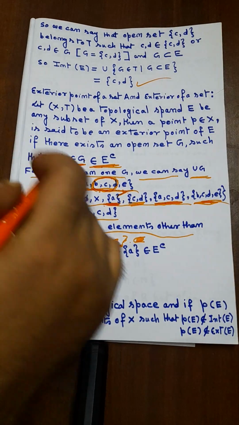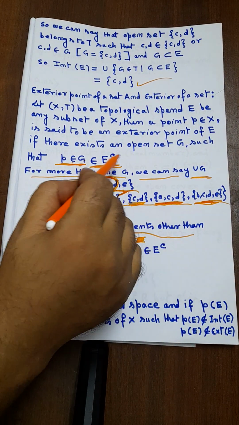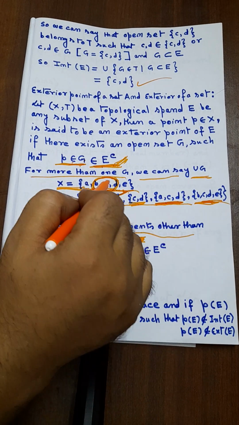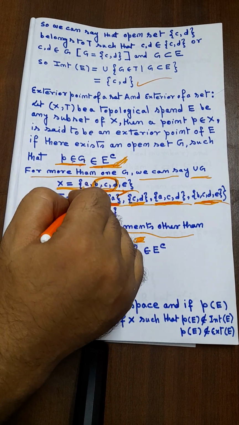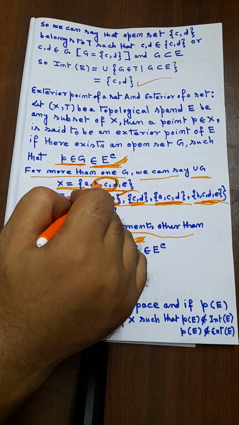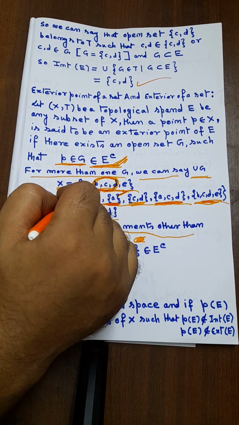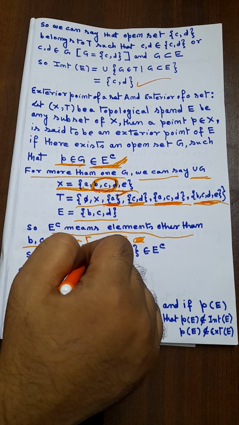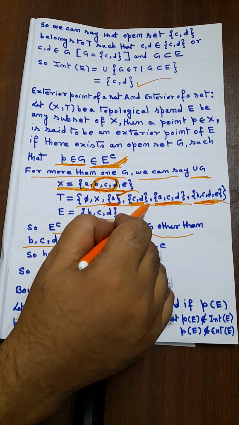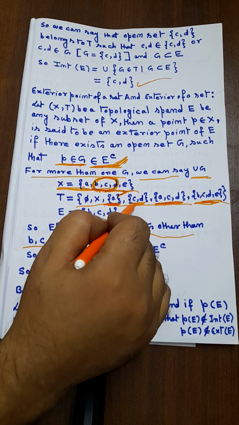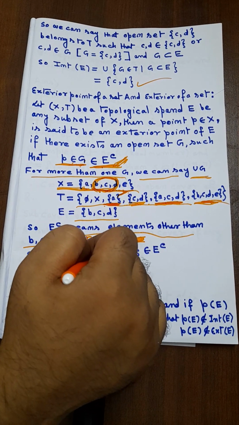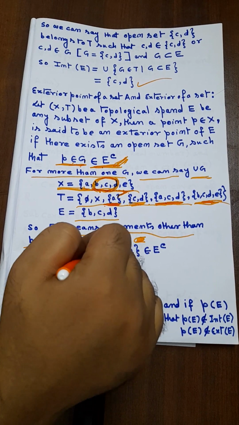Again, I am going through it. How do we determine the complement of E? We just remove the members of the set X which belong to E. So we will be removing B, C, D. Then what will be left? A and E, right? So A and E are left. Now we have to find whether there is any open set which contains any of these members and is also a subset of this particular set.